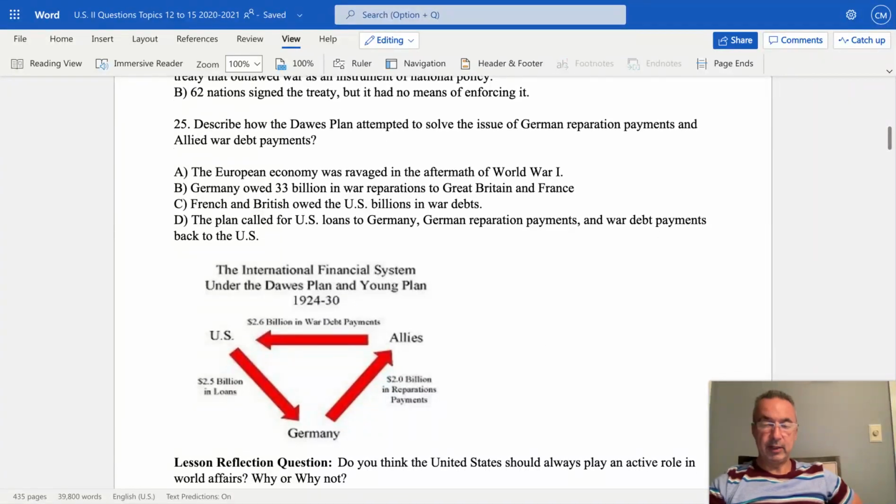And lastly, the lesson reflection question: do you think the United States should always play an active role in world affairs? Why or why not? That's your own opinion. I'll share out 2 opinions in a moment, but kind of formulate your own first. And then just write down your opinion as to what you think the United States should do in regard to being active in world affairs.